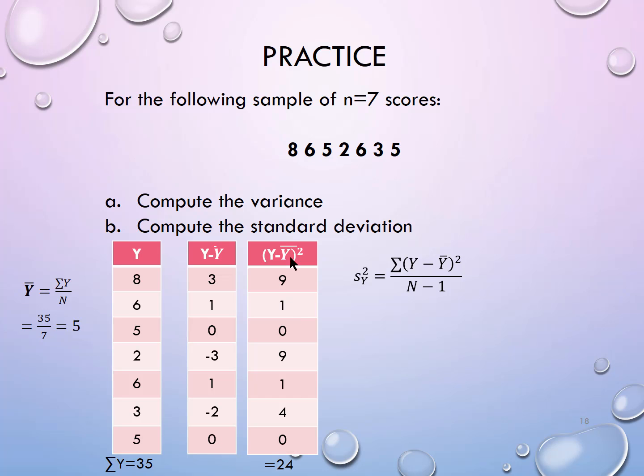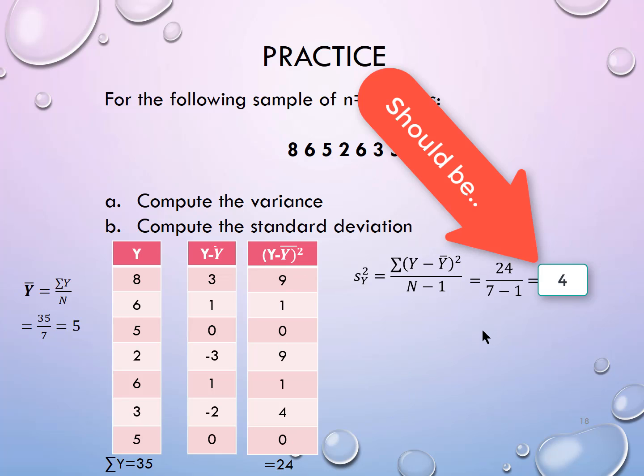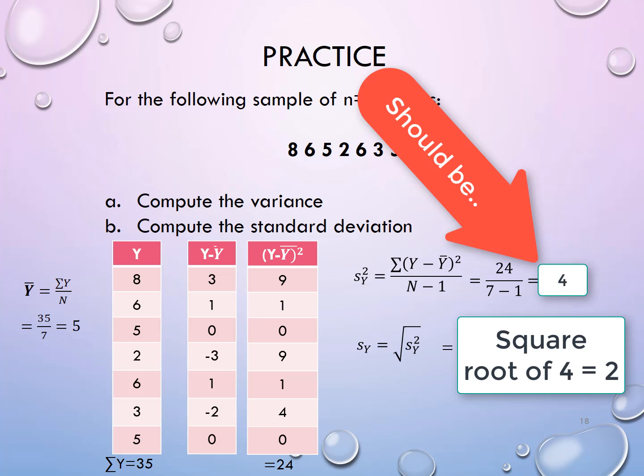So we have to add another column, and we square each of the values in order to get the sum of this. In this case, that's 24. Then we plug in 24 over 7 minus 1, so we get a variance of 4. And remember, once you have the variance, all you have to do is take the square root of that in order to get the standard deviation. So this is the formula for the standard deviation. Taking the square root of the variance, the square root of 4 equals 2.